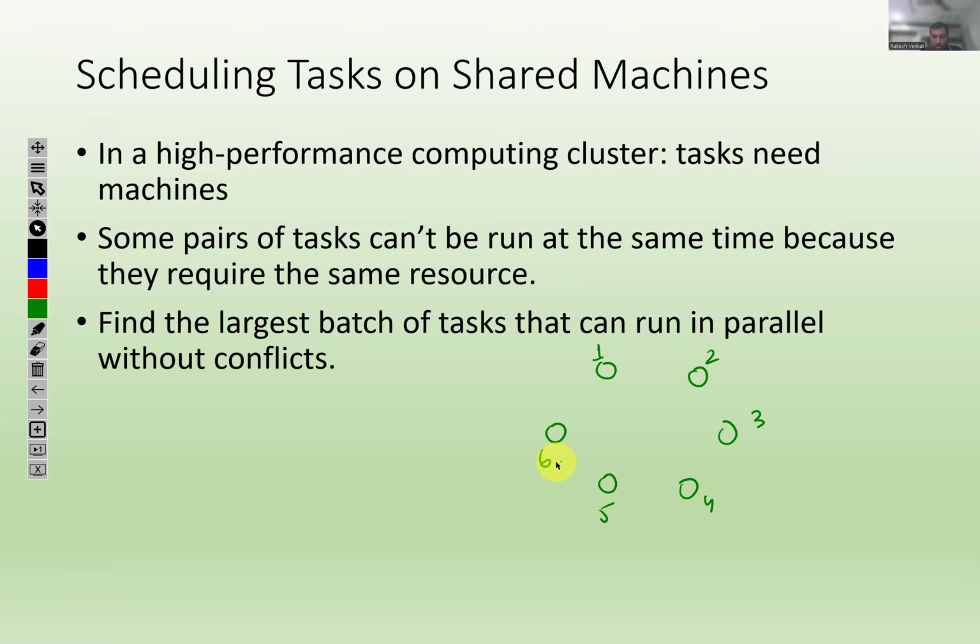So now you want to figure out the largest batch of tasks that can run in parallel without any conflicts. And quite simply, you can again see that this is an example of a maximum independent set, right? How? Again, there's a modeling problem. You have vertices 1 to 6 representing the tasks, and you put an edge between two tasks i, j if they conflict. And so now you build this conflict graph, so to say.